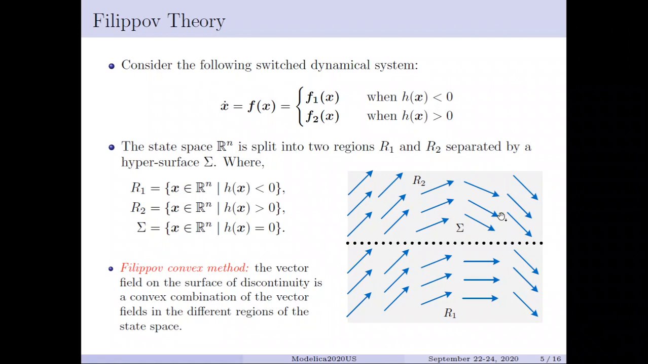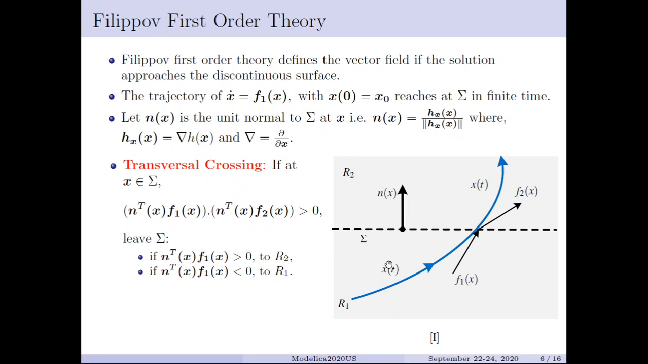Let's say a trajectory x is defined by this differential equation with an initial value x0, and reaches the switching surface at some finite time. Now, this trajectory can stay at the switching surface, or it can cross the surface to go to region R2, or it can come back to region R1. Filippov first order theory defines necessary conditions for each of these three possibilities.